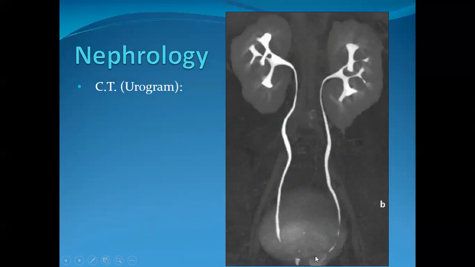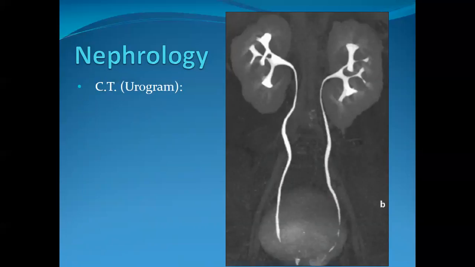And we can also take later images and get the distal ureters really, really well. You can do delayed images when the bladder fills up with contrast and take a nice look at the bladder to look for wall thickening, whether it's diffuse wall thickening, focal wall thickening, or potential filling defects within the bladder. Those are all possibilities for CT urogram.